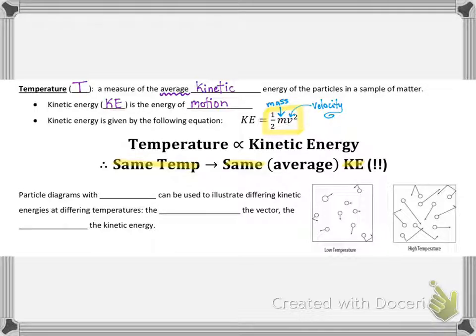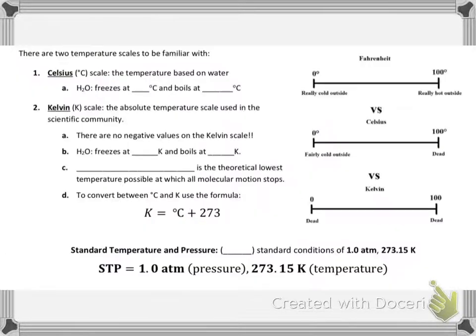All right, you are probably excited to learn that we can also use particle diagrams with vectors to illustrate differing kinetic energies, and thus different temperatures. If you compare the difference between the low temperature vectors and the high temperature vectors, well, the longer the arrow basically represents a greater kinetic energy. It is moving faster. Now, there are multiple temperature scales that you need to be familiar with.